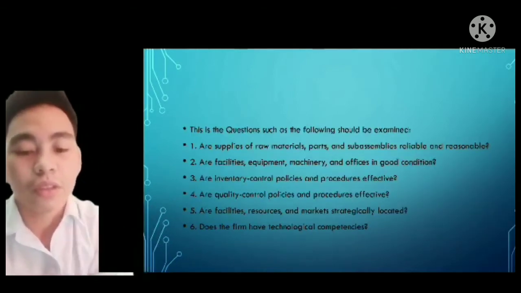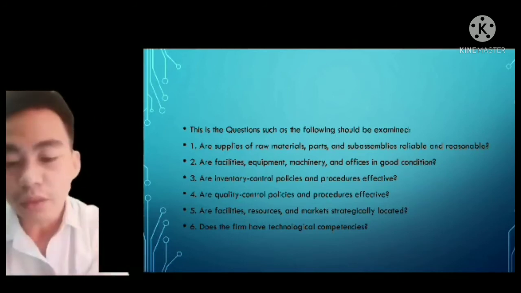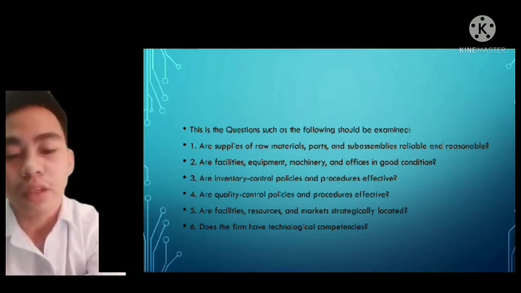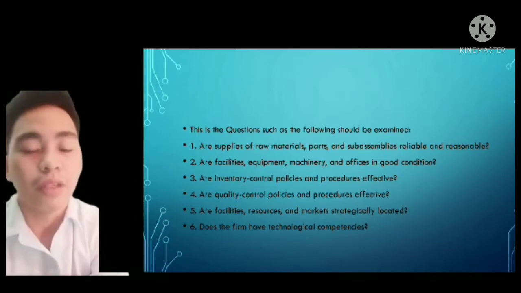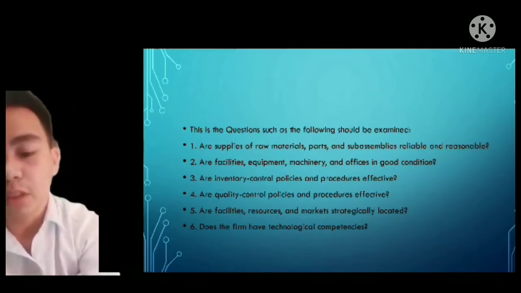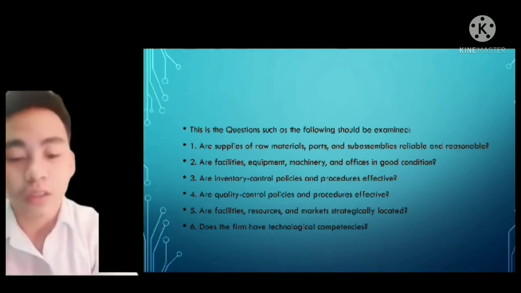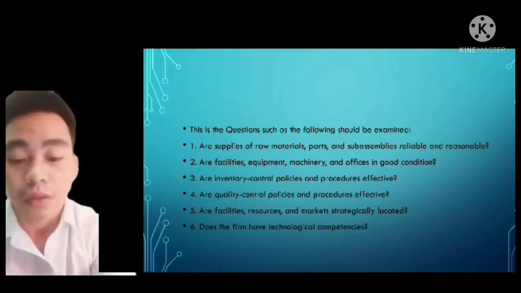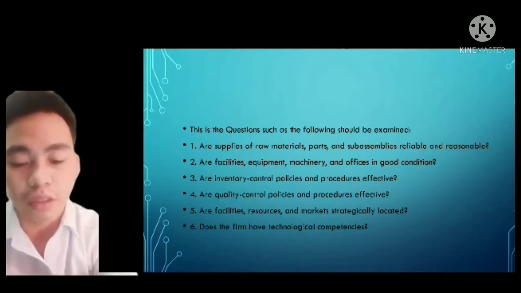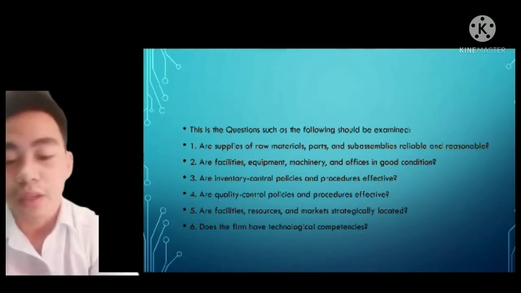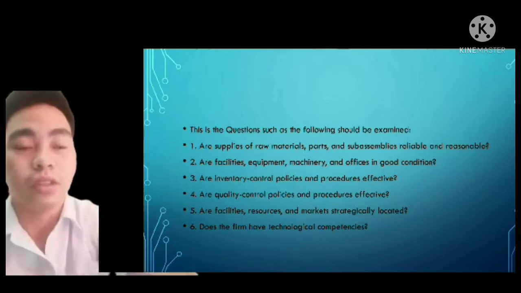Next, production operation audit checklist. Questions such as the following should be examined. 1. Are supplies of raw materials, parts, and sub-assemblies reliable and reasonable? 2. Are facilities, equipment, machinery, and offices in good condition? Yes, they need to be in good condition. 3. Are inventory control policies and procedures effective? Yes. 4. Are quality control policies and procedures effective? 5. Are facilities, resources, and markets strategically located? 6. Does the firm have technological competencies?